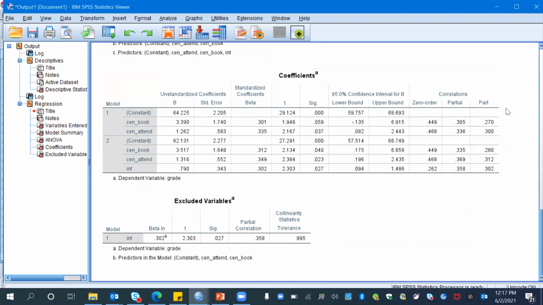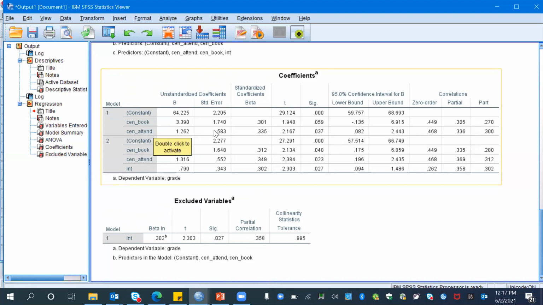So with our coefficients table, again, it may not be labeled coefficients depending on what package you're looking at, but it's where you're going to get your B, your standard error, your beta, your T, your significance value, your confidence intervals, correlations. The first thing we're going to look at is this model 1. This is just centered book and centered attendance by itself.